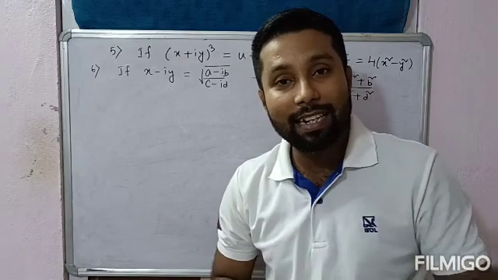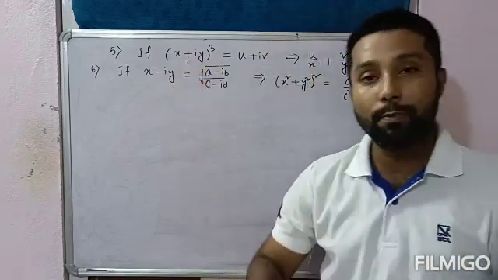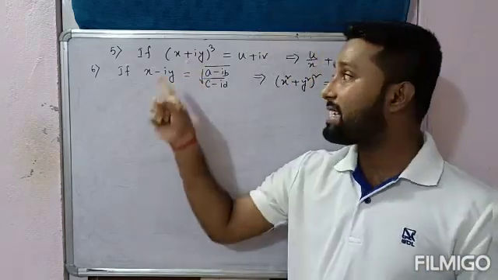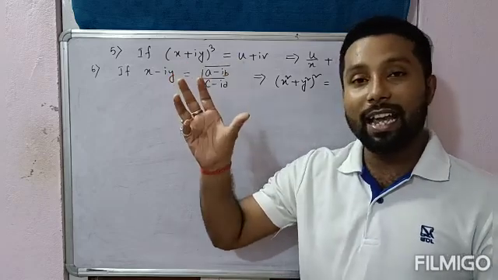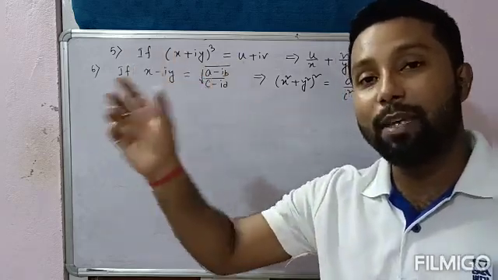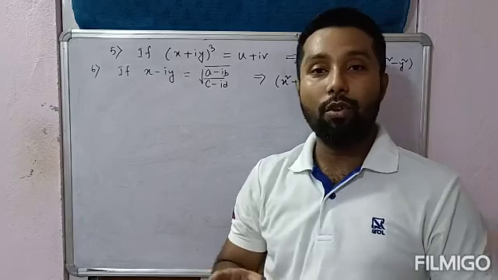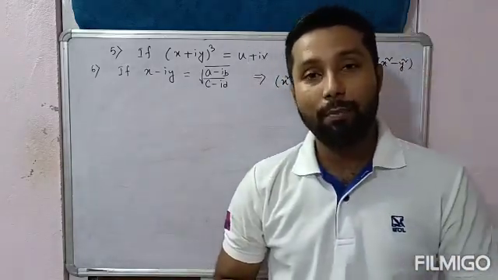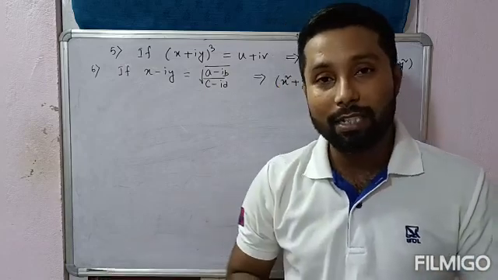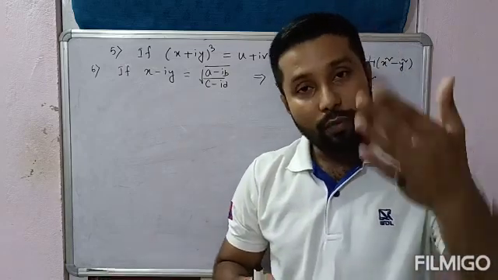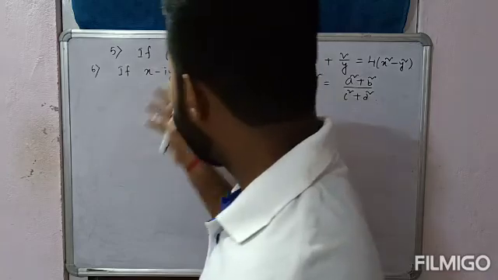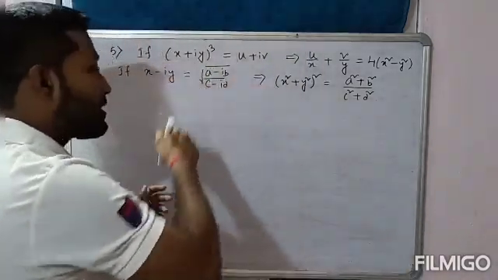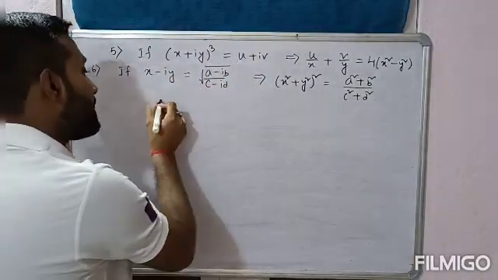But to equate, we have to expand the left hand side, because the expression given on the left hand side is in the form of (a + b) whole cube. Without expansion, how can we equate the real and imaginary part? How can we separate them? It is not possible. So first of all, expand the left hand side.